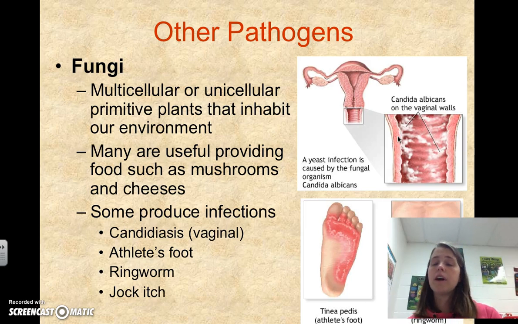Okay, other pathogens. Outside of viruses, there's also fungi, and they can be multicellular, remember, made up of more than one cell, or unicellular. They're not plants, but they have very similar structure to plant cells, and they are eukaryotic. Some of them provide food. Mushrooms and cheeses are fungi. But there are some sicknesses that are fungi too, like candidiasis. Athlete's foot is a fungal infection. Ringworm, if you've ever been a wrestler, is a fungal infection. Jock itch is a fungal infection.